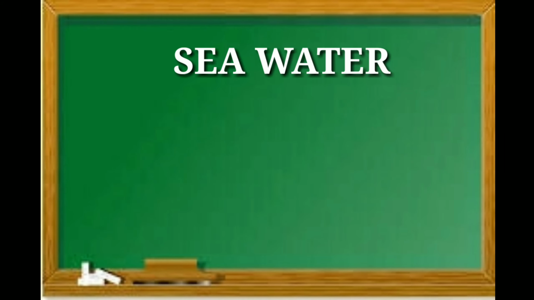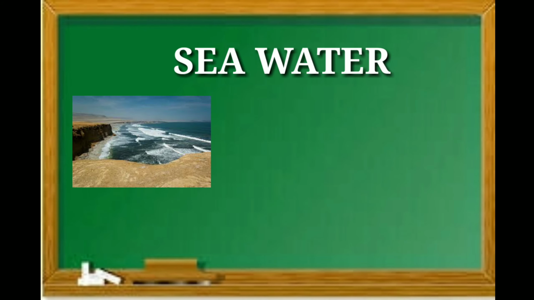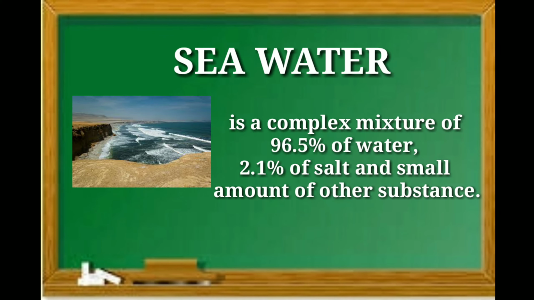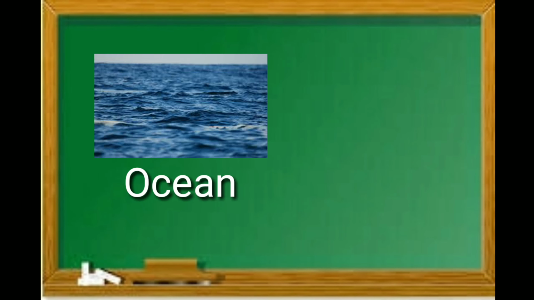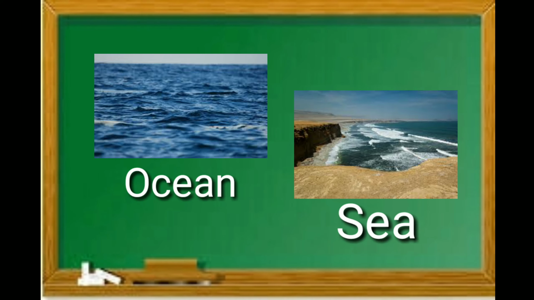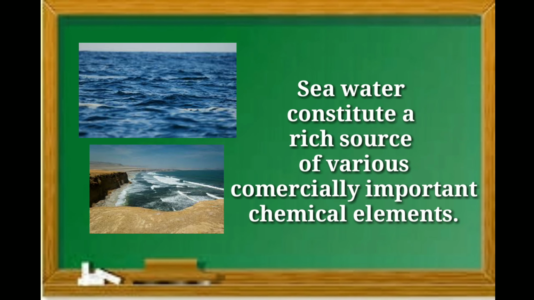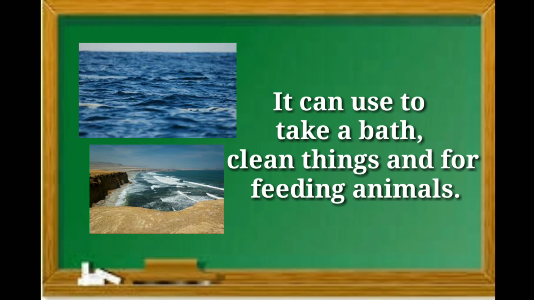And the last source of water is seawater. Seawater is a complex mixture of 96.5% of water, 2.5% of salt, and a small amount of other substances. An ocean and sea are examples of seawater. Seawater constitutes a rich source of various commercially important chemical elements. It can be used to take a bath, clean things, and for feeding animals.